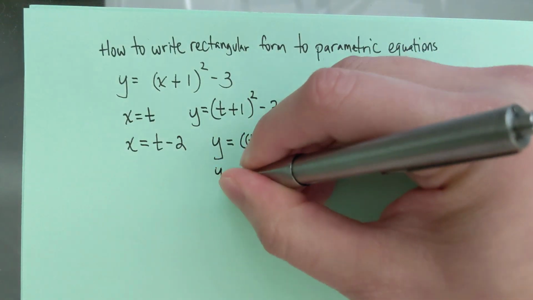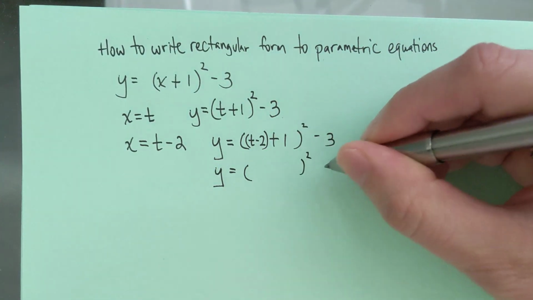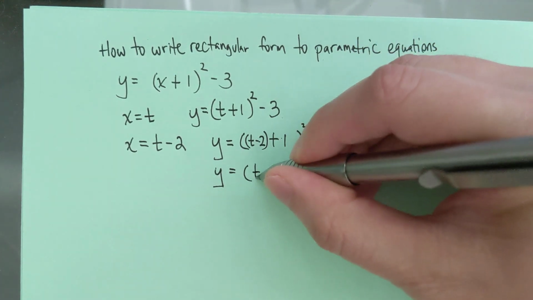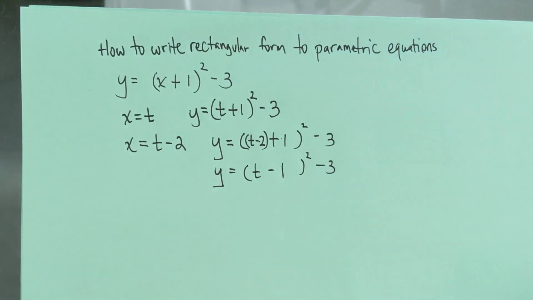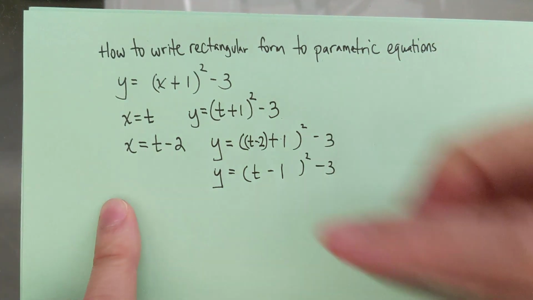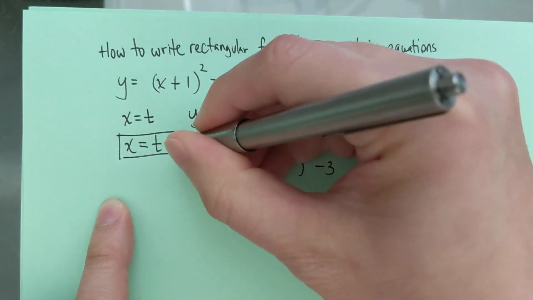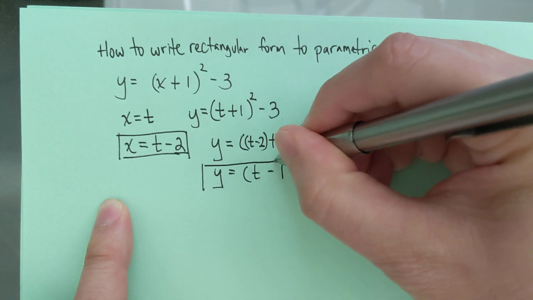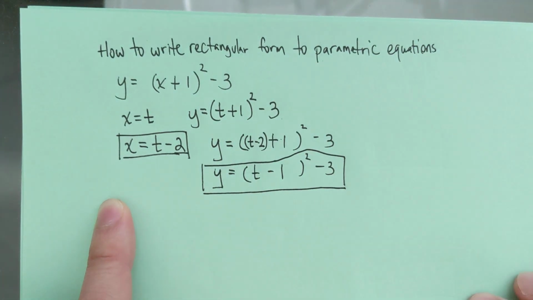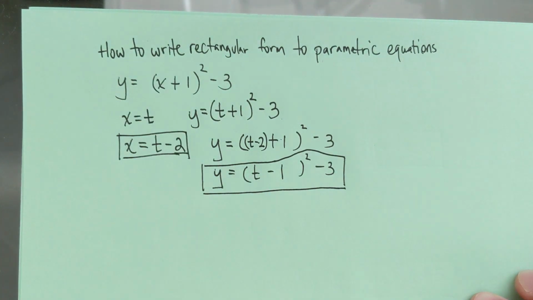So therefore y equals, and by combining like terms, negative 2 and plus 1, that just becomes a minus 1. And we technically can stop here, and we have this and this as another way of writing a set of parametric equations for that parabola.